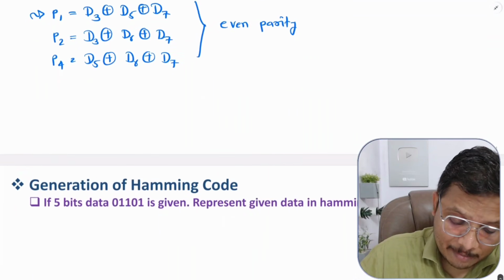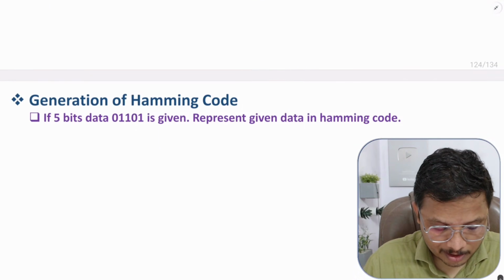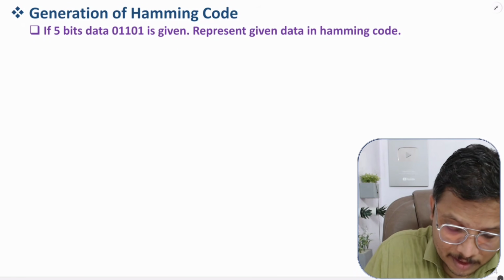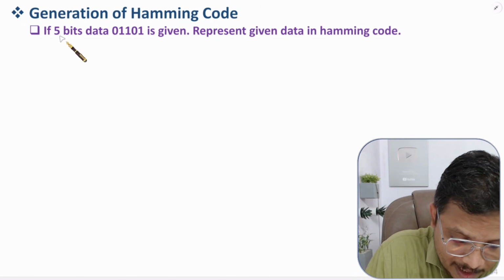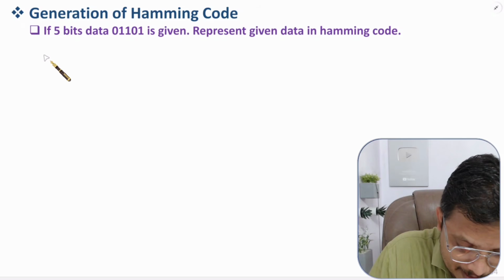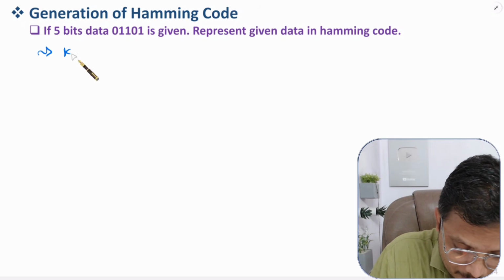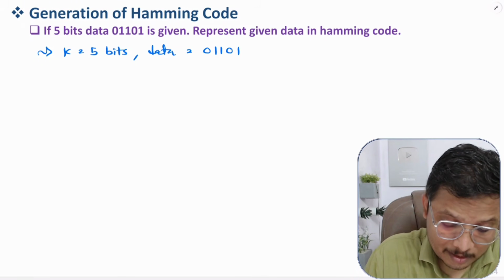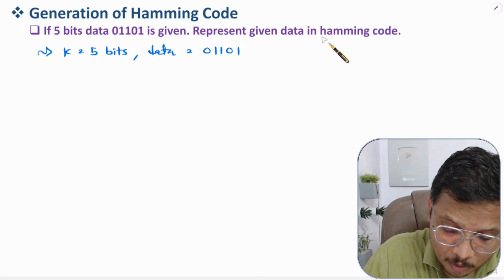Now here let me give you one example, so that it gives you more clarity regarding how we can generate a Hamming code. Here we have been given 5 bits of data. So let me mention that data over here. K is equal to 5 bits, and the data is 01101. Now we need to form the Hamming code.